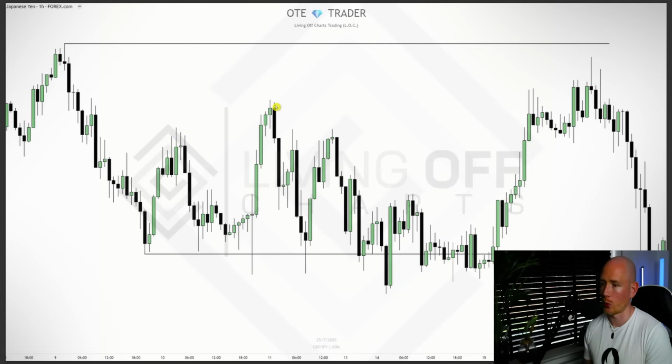You can see highs get purged, price drops lower, doesn't even take out this low, then we don't run this high, then we drop again, we don't take out this low, and it keeps continuously doing that. So once you see this type of price action, you just want to avoid it.